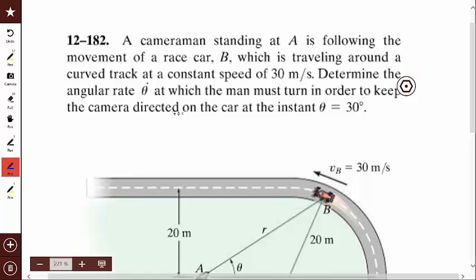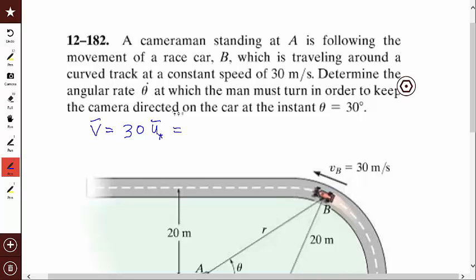So I'm going to write down what they tell me, and what they say is that the speed is 30. So I know that the velocity is equal to 30, and it'll be in the tangent direction. They also talk about wanting theta dot, so I'm also going to write down the formula that has theta dot in it, which looks like this: r dot u_r plus r theta dot u_theta.